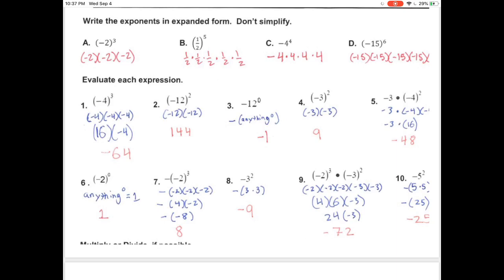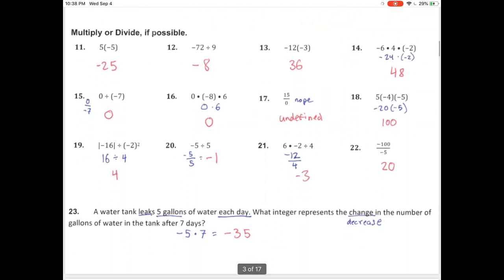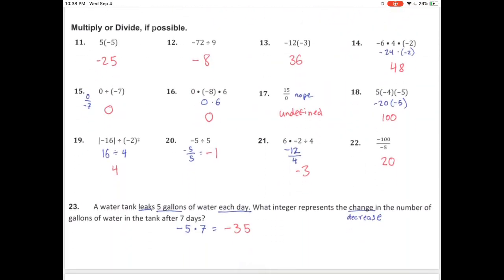A couple things to really pay attention to are when the parentheses are there and when the parentheses aren't, how that affects the sign of your answer. Don't forget on 3 and 6 that anything to the 0 power is 1. So on number 3, since 12 to the 0 power is 1, with a negative in front, the answer is going to be negative 1. And here's the bottom half. Feel free to rewind the video if you didn't get finished grading the previous slide.